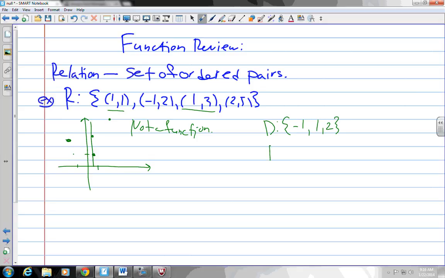The range is slightly bigger. These are all y values. 1, 2, 3, 5.